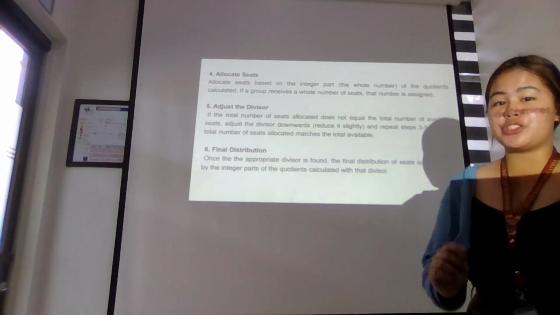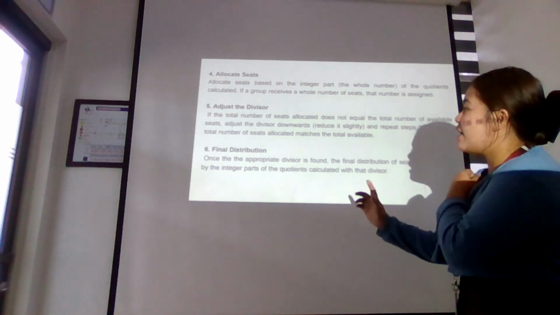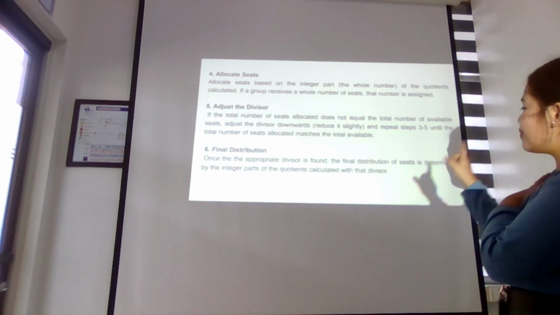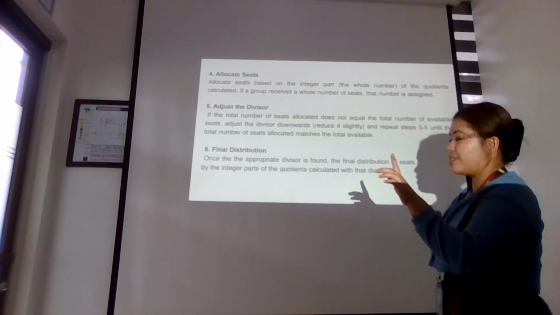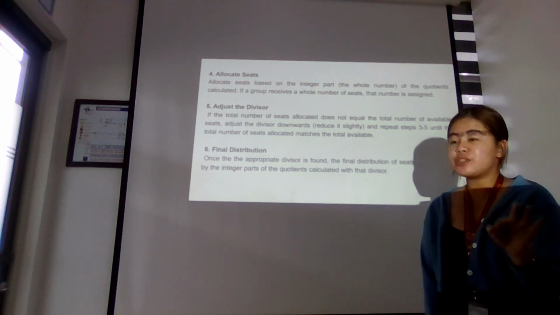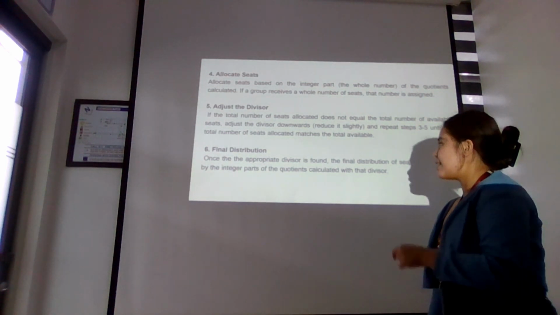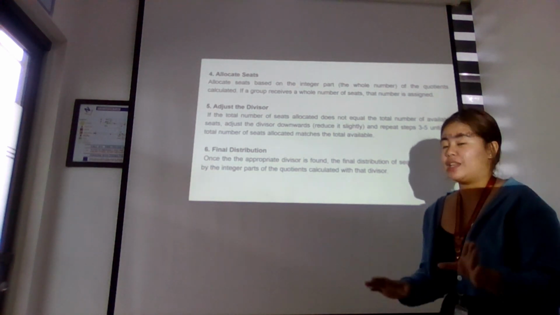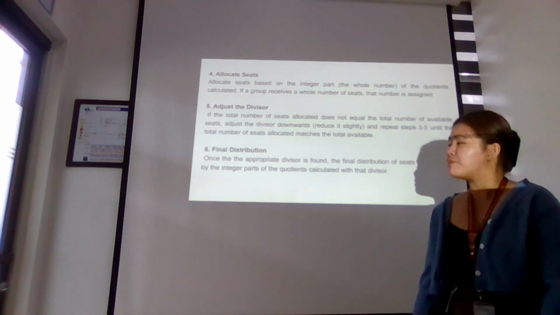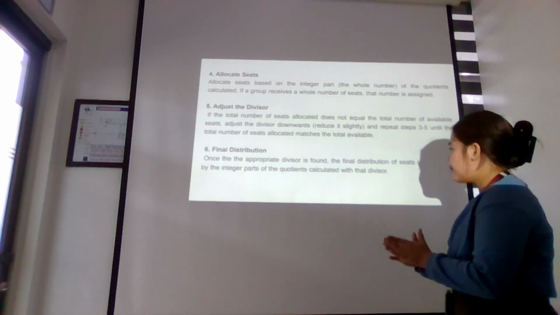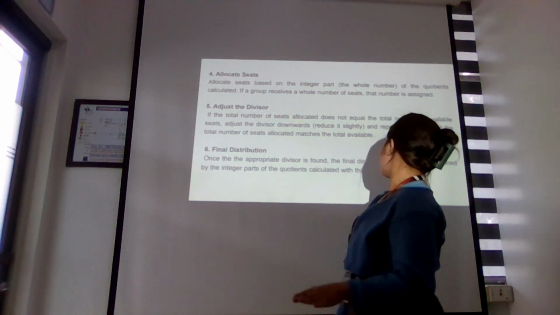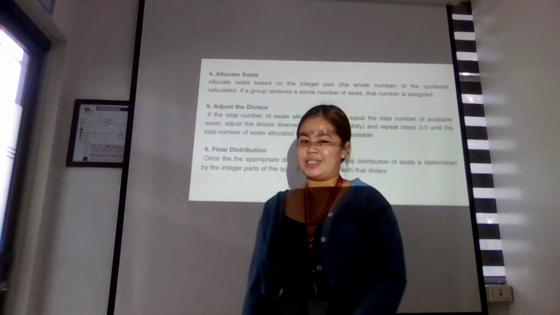So the next step is to adjust the divisor. If the total number of seats allocated does not equal the number of available seats, adjust the divisor downward, reduce it slightly, and repeat steps 3 to 5 until the total number of seats allocated matches the total available. So the final step is the final distribution. Once the appropriate divisor is found, the final distribution of seats is determined by the integer part of the quotient calculated with the divisor.